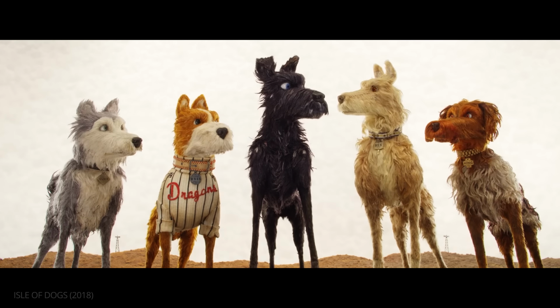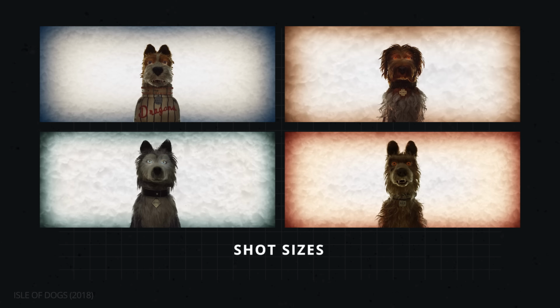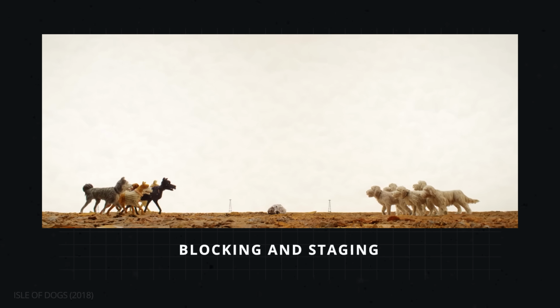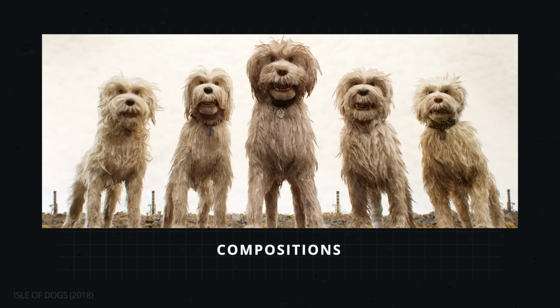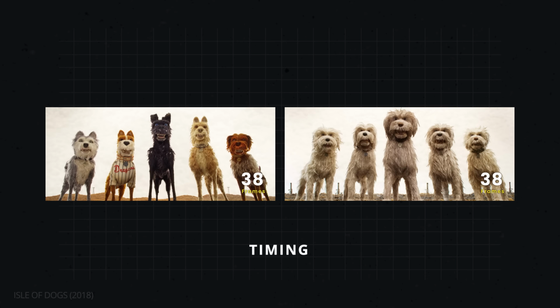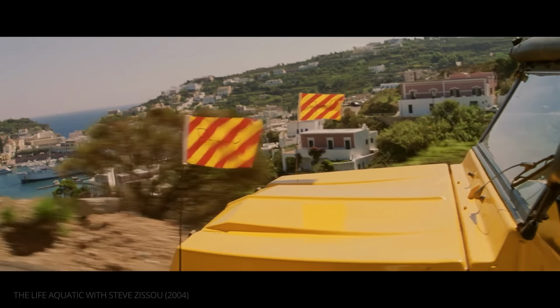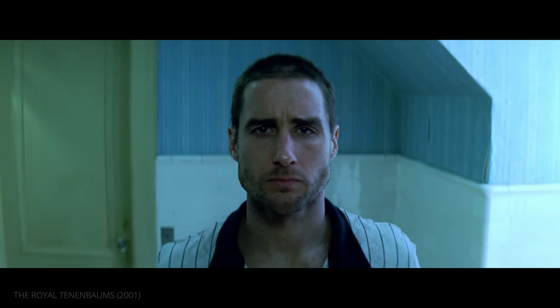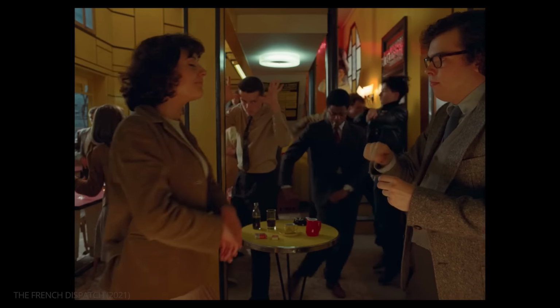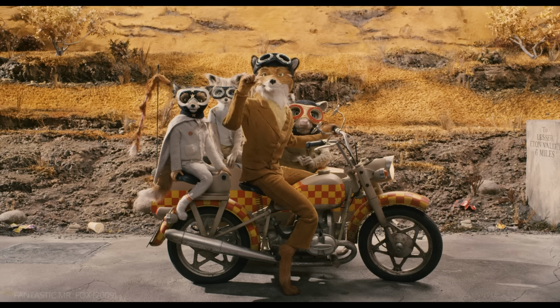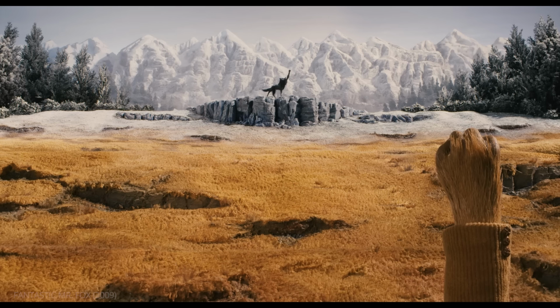Wait a second. Symmetrical shot sizes, blocking and staging, compositions, and timing, all in one scene. Wes Anderson's editing symmetry goes beyond a simple aesthetic choice. It's a way to create connection, rhythm, comedy, and tension.